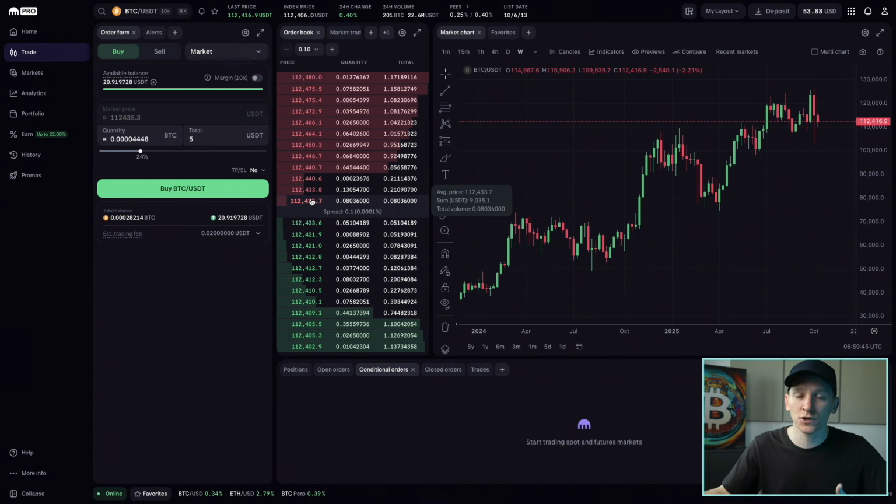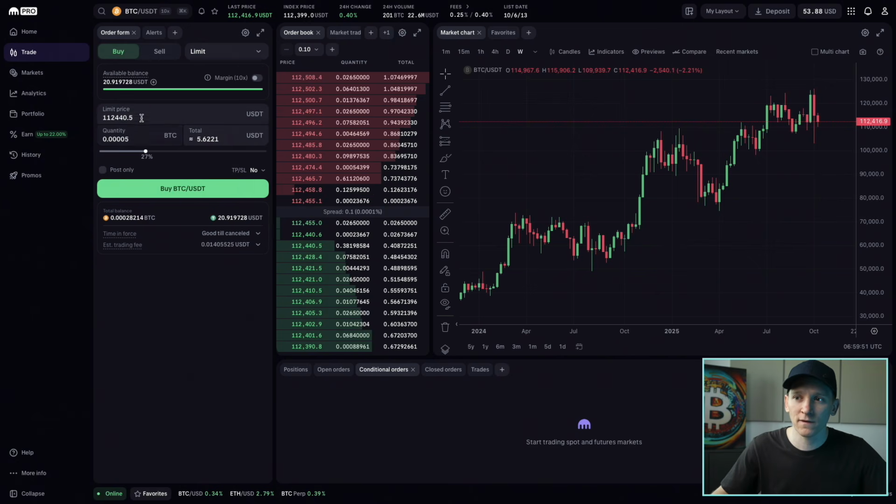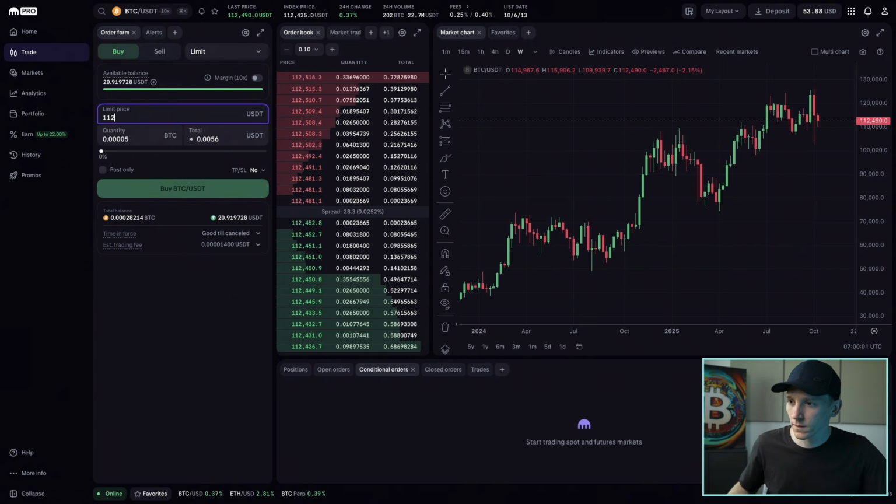For the most part though, you'll probably want to use limit orders. This lets us choose the price that we're willing to trade at. So we're going to click the drop down box and press limit. And now you can see we can choose the price that we pay. So what I'm going to do with buying Bitcoin here is I'm going to change my price to 112,350.